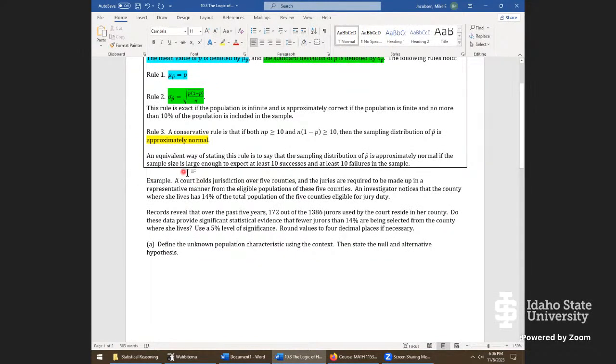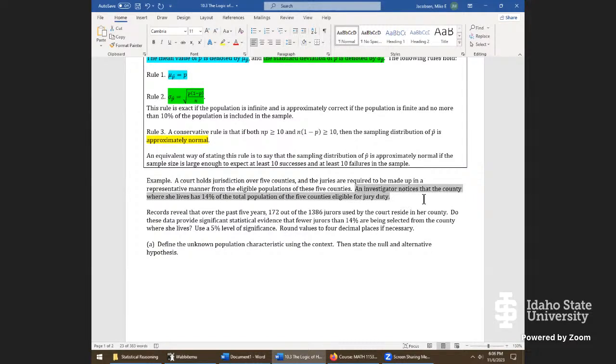It says, a court holds jurisdiction over 5 counties. The juries are required to be made up in a representative manner from eligible populations of these 5 counties. They tell us next, an investigator notices that the county where she lives has 14% of the total population of the 5 counties eligible for duty. So that's the setup so far.